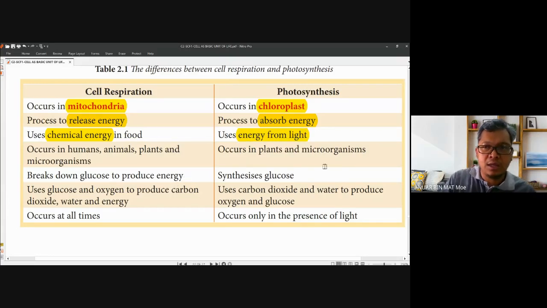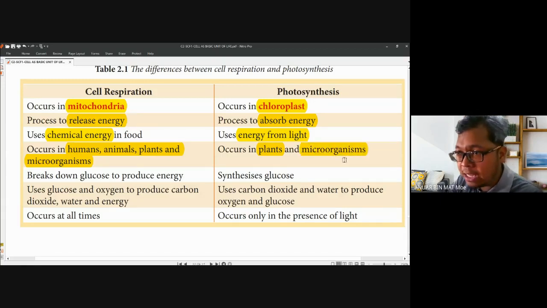Okay. And then next one, cell respiration: human, animal, plant, and microorganism. But photosynthesis only occurs in plants and some microorganisms. Not all, some microorganisms, and also some of the plants. But for most plants, if you see the plant has leaves and the leaf color is green, you can say that the plant can do photosynthesis.